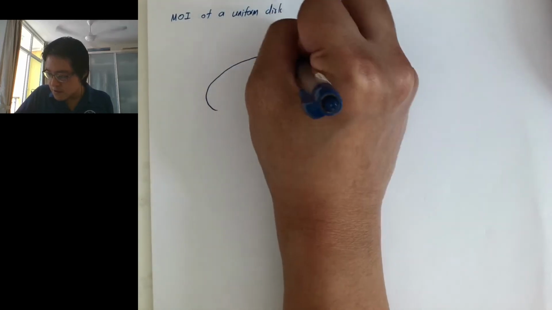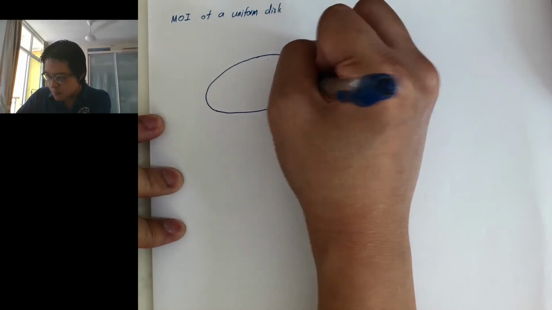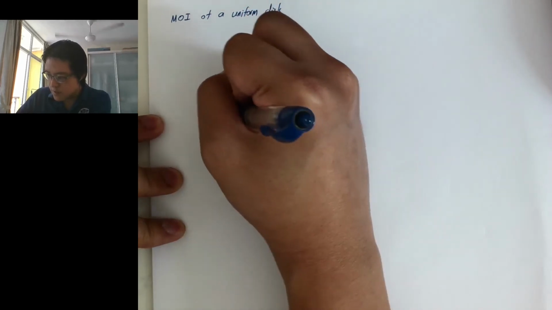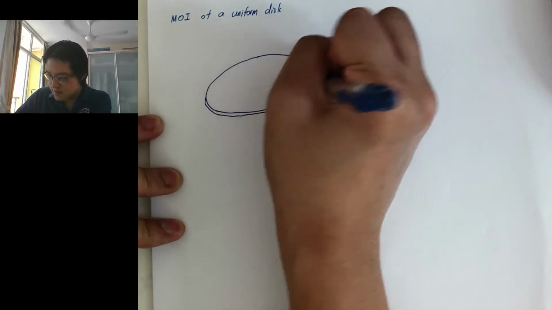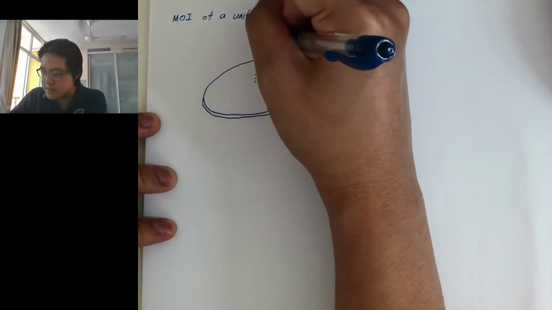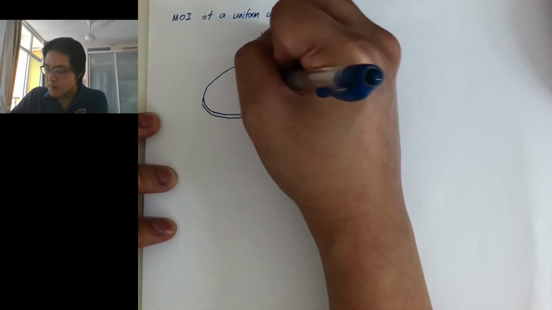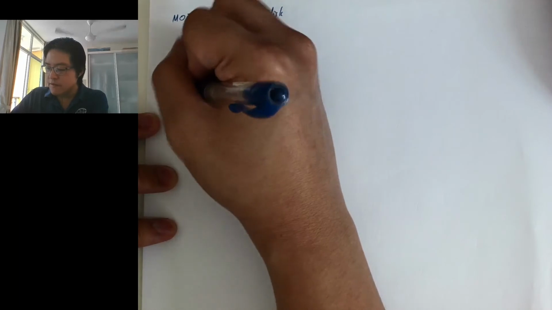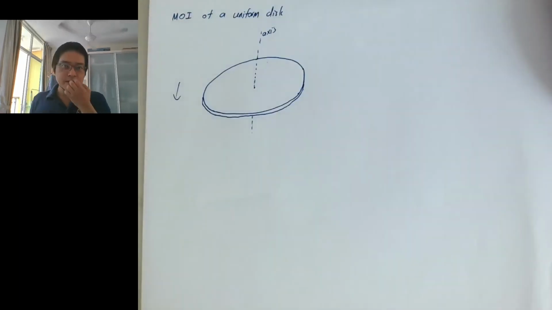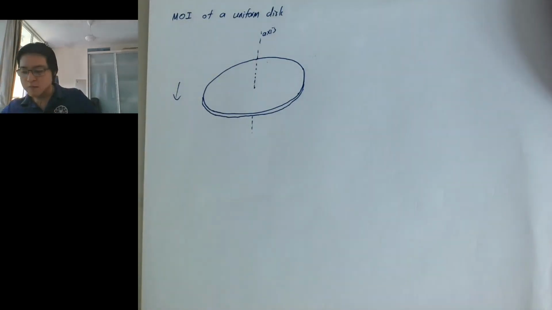It's very hard to draw a disk. Okay, so a disk is something like this. And then let us consider the axis passing through the center. So if it rotates, it's probably like spinning around the center, right? Like a CD player, DVD, Blu-ray, that kind of thing. So how do we find the moment of inertia?